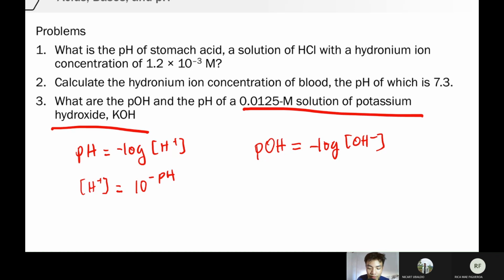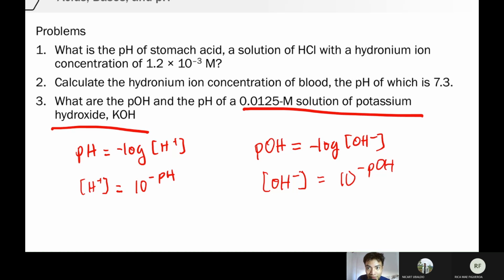Okay. Yung H and yung OH, pwede mo sila pagpalit-palitin. So ito pH log H, pOH log OH. Ganun din dito. If you want to get the concentration of OH, then that is just 10 raised to negative pOH. So interchangeable yung ating terms. Okay? So yun yung magagamit nyo for number 3.